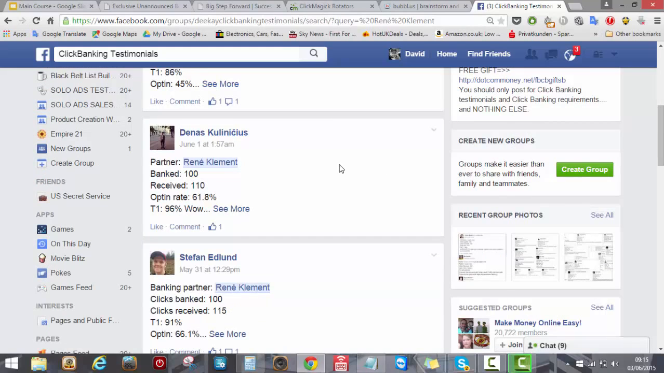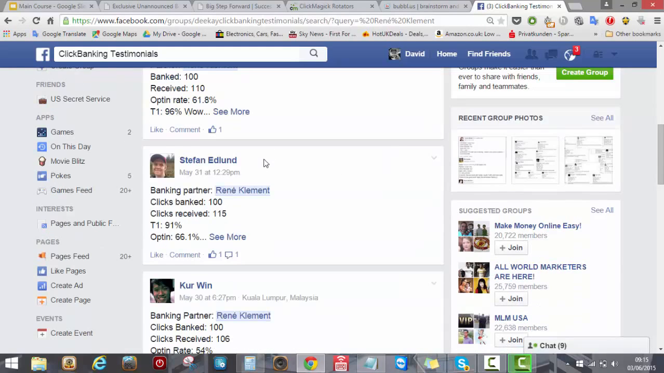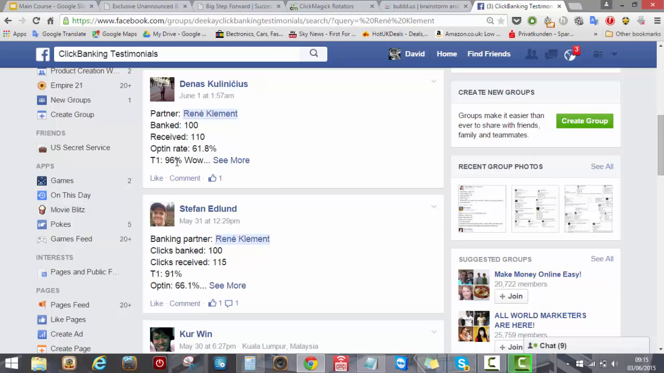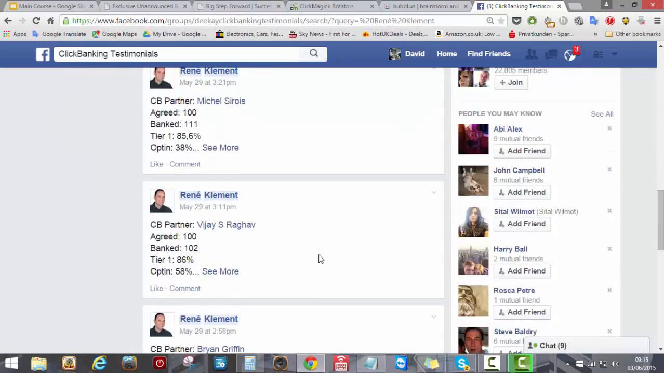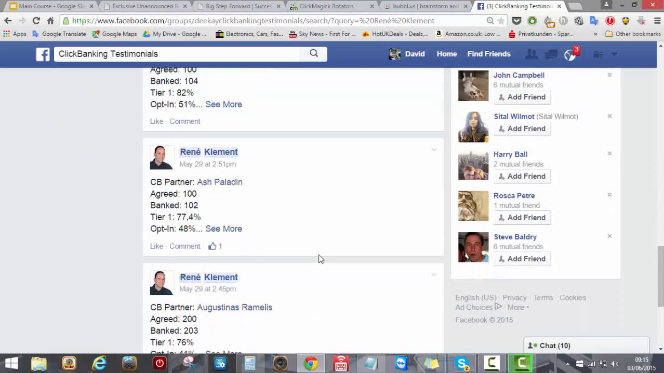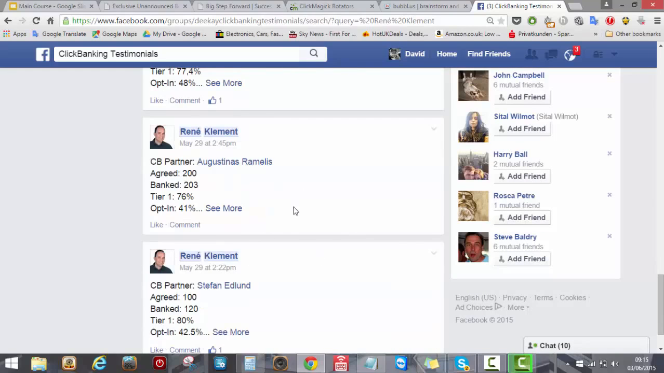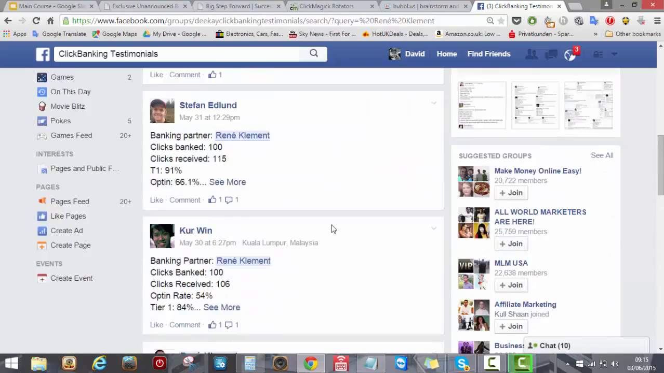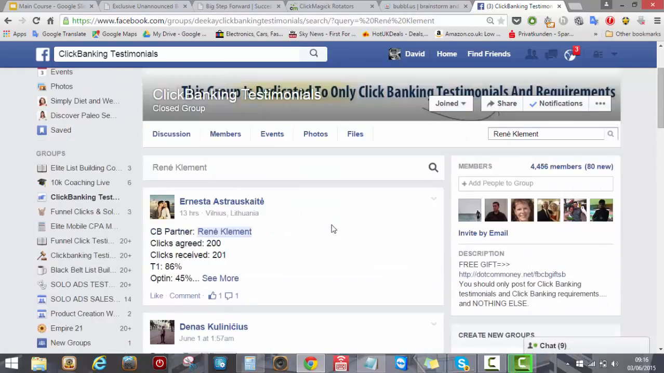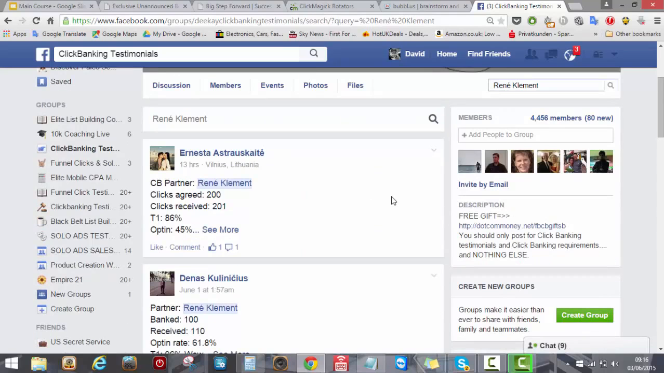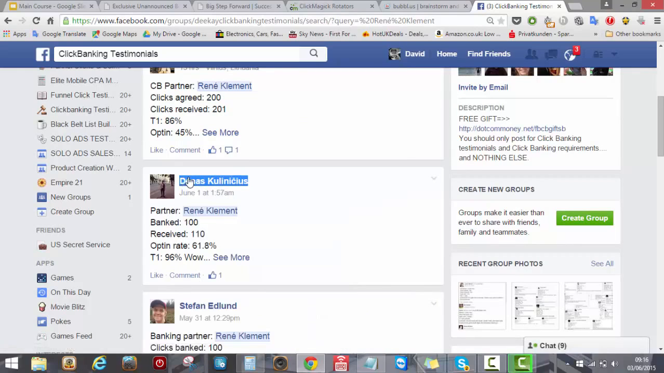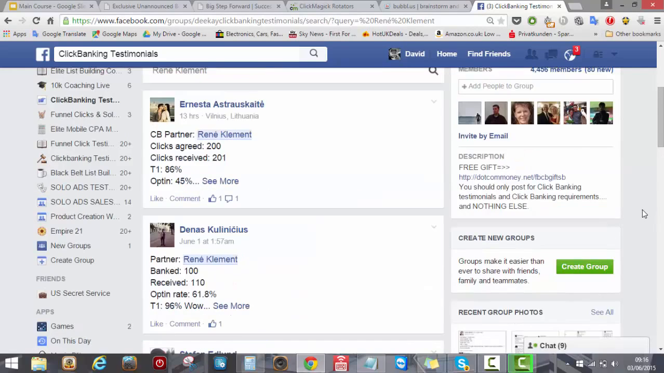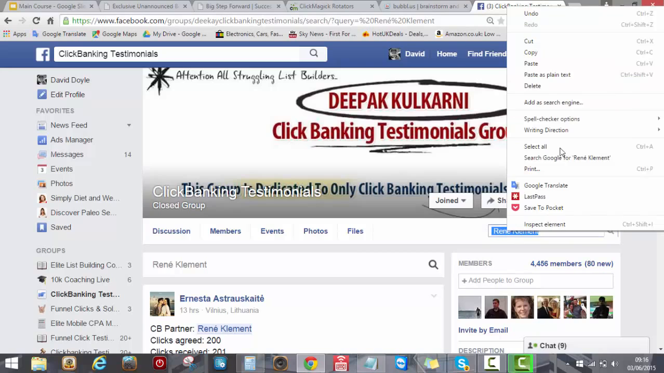So we can see he has banked with quite a few people here. T1 traffic is normally quite high from Rene. His opt-in rate is pretty good. And he's left some testimonials from people here as well. He seems like a good person to approach. And then what I would do is take one of the banking partners here, take his name, and see how active he is.